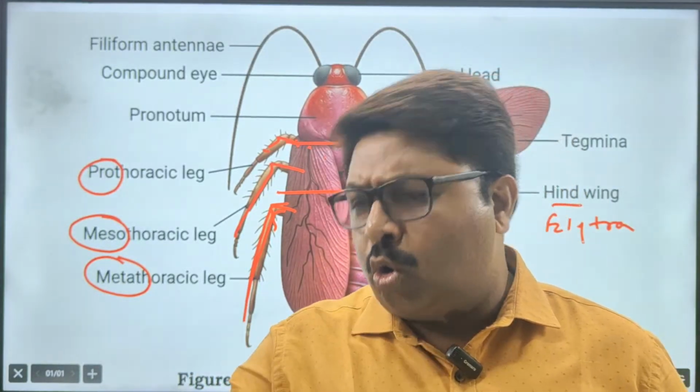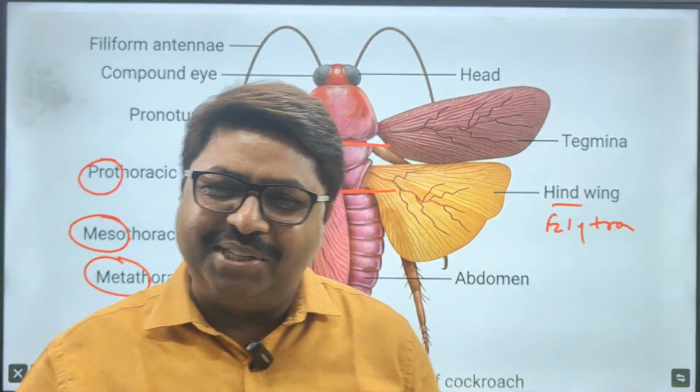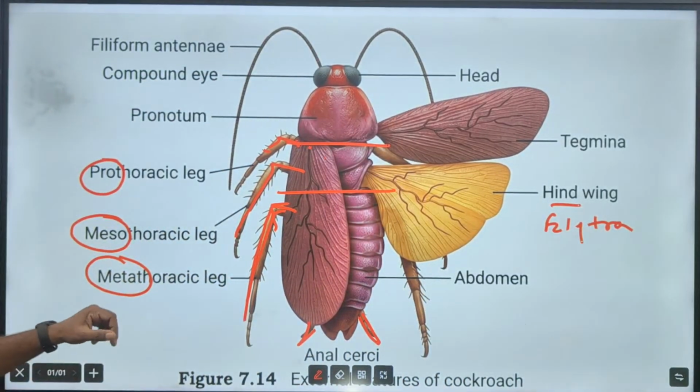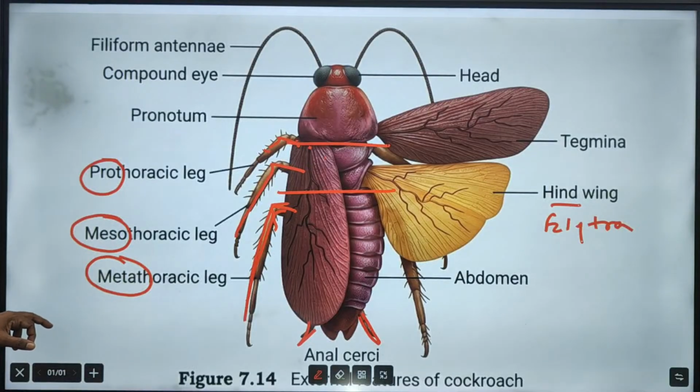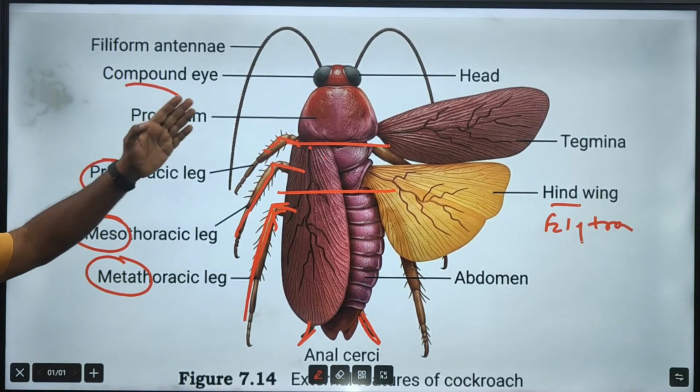So you are going to see the mesothorax. You have done it. Very good. Clear? This is compound eye.